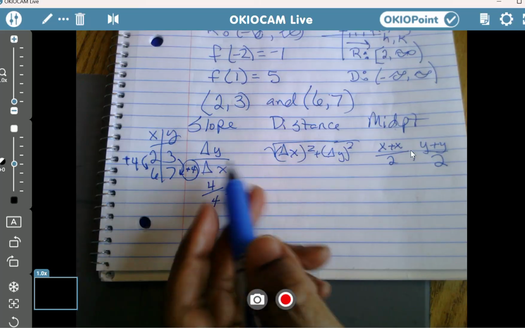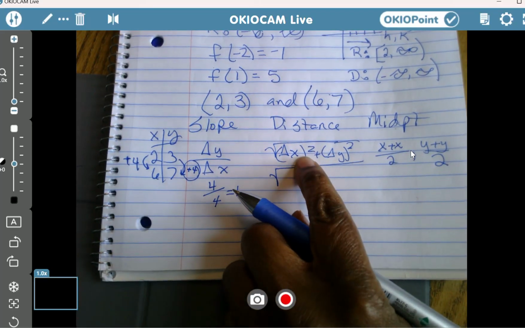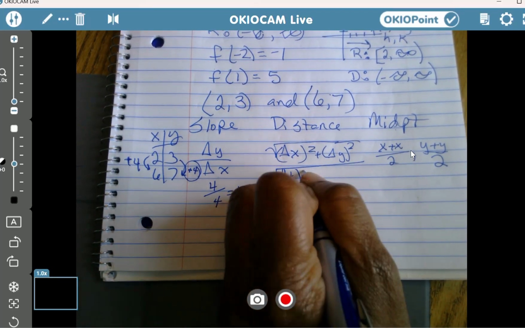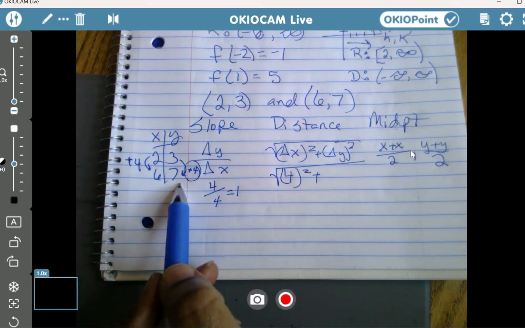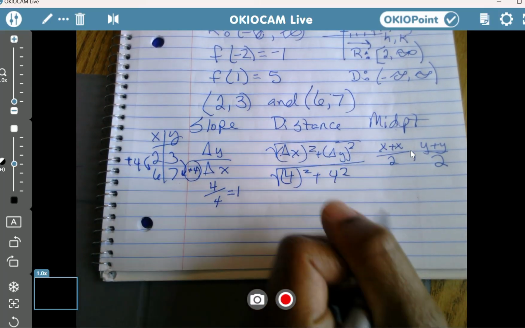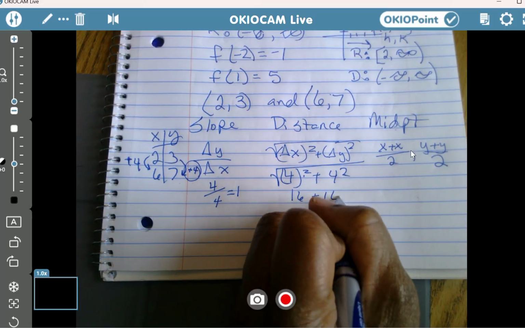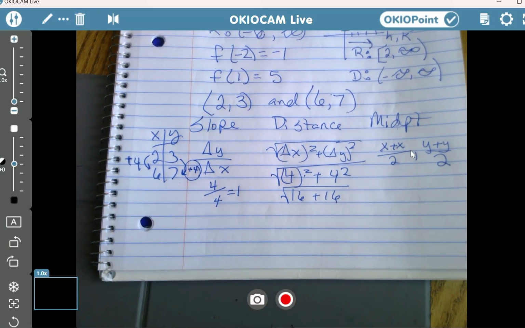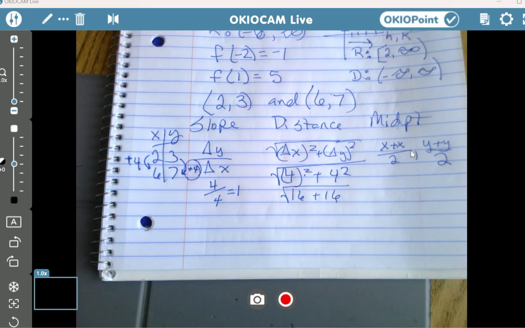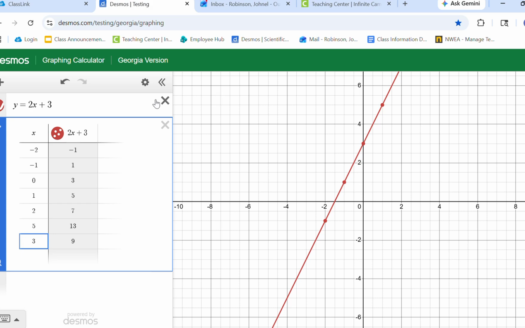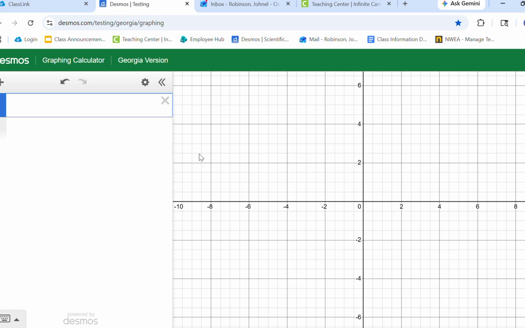The distance is the change in the x, which is 4 squared, plus the change in the y's, which is 4 squared. 4 squared is going to be 16 plus 16, and you would take the square root. Now, in Desmos, you can actually put this formula in.